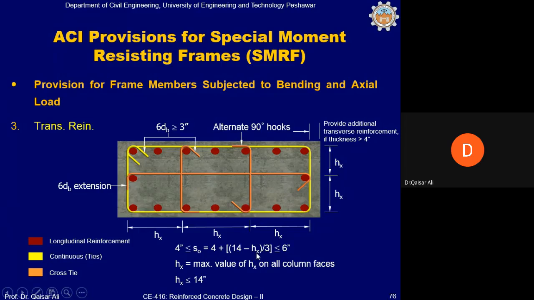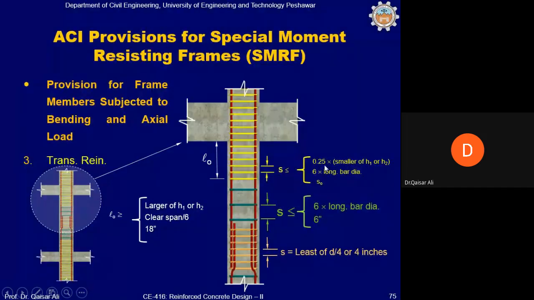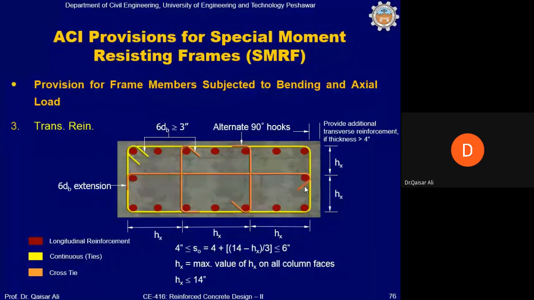If hx is, let's say, 11 inch, then it will be 14 minus 11, divided by 3, and S0 will be slightly less than 4 inches. So S0 will be 4 inch to 6 inches, and the maximum value of hx cannot be more than 14 inches. When this S0 is calculated, it shall be compared with the two equations from this slide, and the least shall be used in the vertical spacing for ties in the column in the region L0.